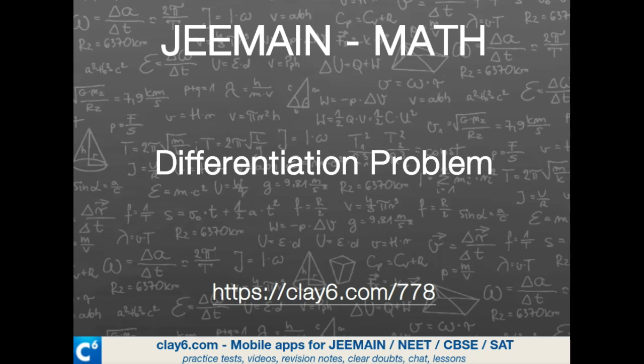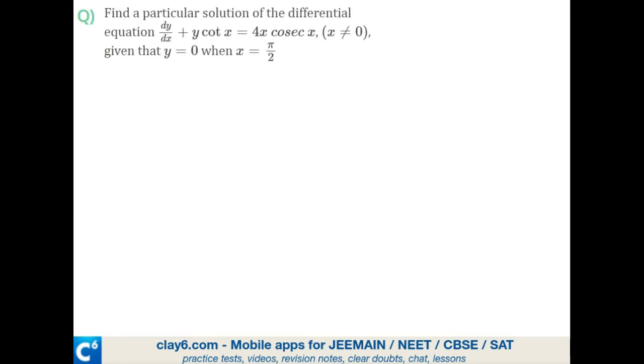A simple differentiation problem, but this involves knowing a specific pattern in recognizing differential equations. So let's get to the question. Find a particular solution of the differential equation dy by dx plus y cot x equal to 4x cosecant x, given that y equal to 0 when x equal to pi by 2.